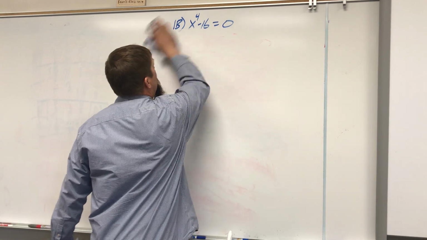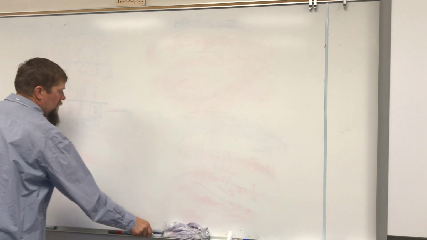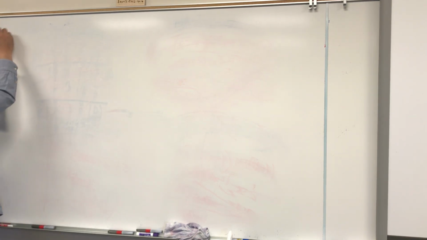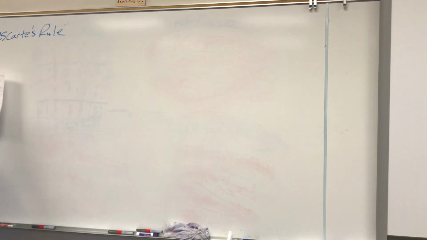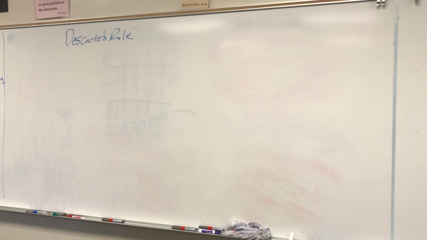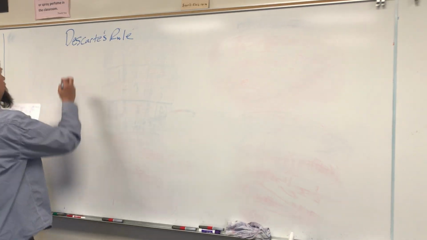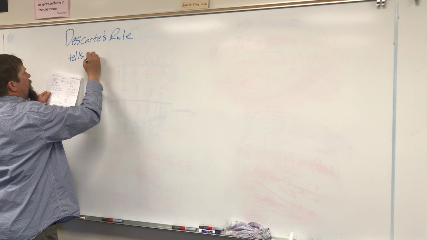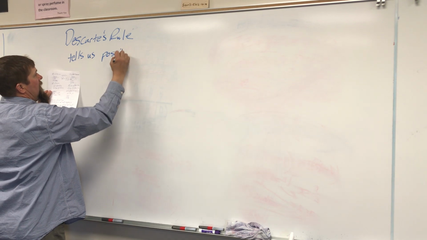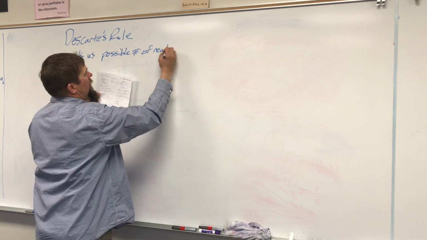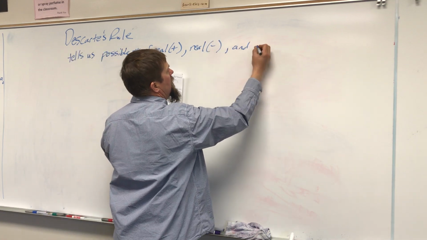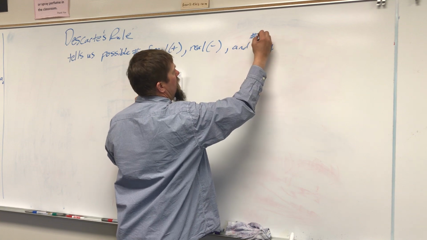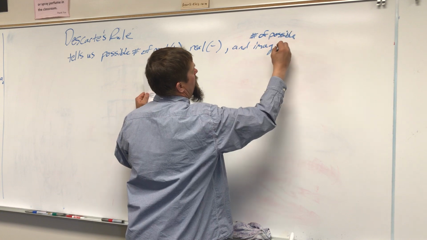And here's the trick. It's called Descartes' rule. Okay, so Descartes' rule tells us the possible number of real positive, real negative, and imaginary zeros.